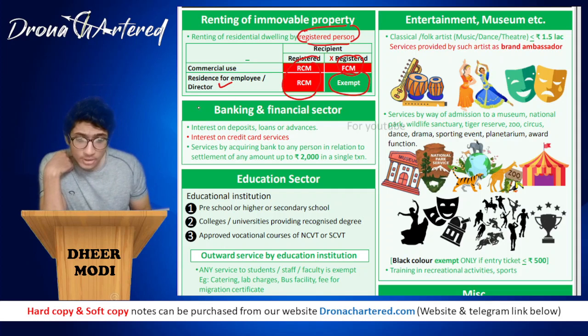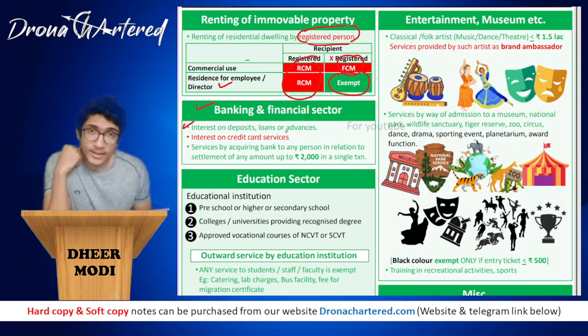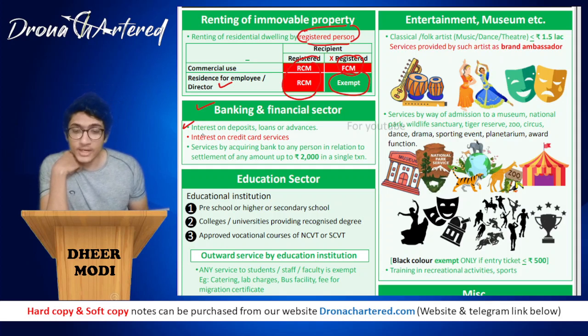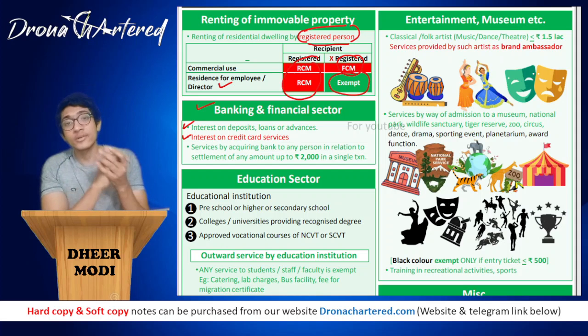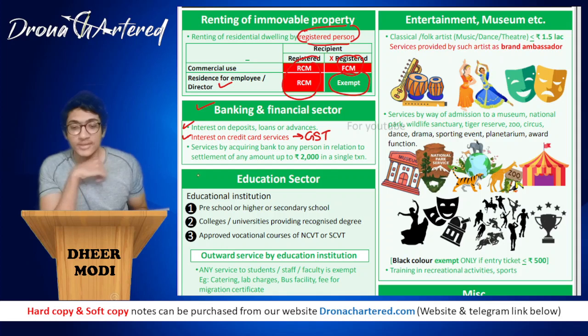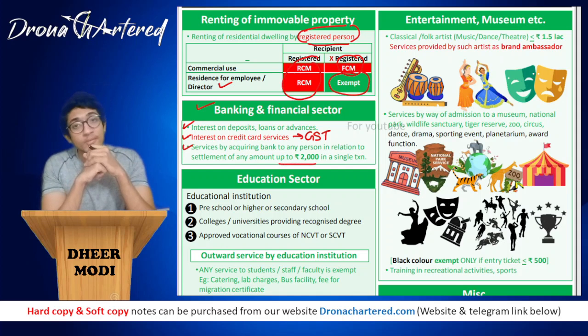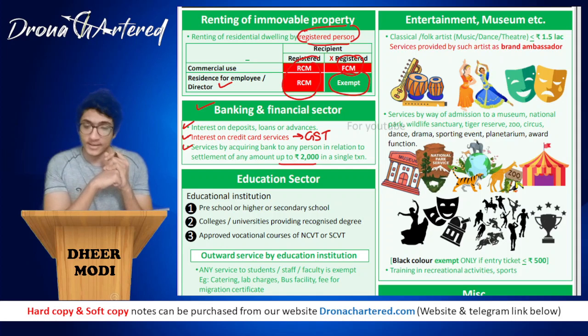Your next part is your banking and financial sector. So any interest on deposits, loans or advances is exempt. There will be no GST on that portion. However, interest on credit card services will be taxable, and this will be liable to GST. Services by way of acquiring bank to any person in relation to settlement of any amount up to 2000 in a single transaction are exempt. So what you have to remember is that it is up to 2000. That means if it was above 2000, then it will become taxable.